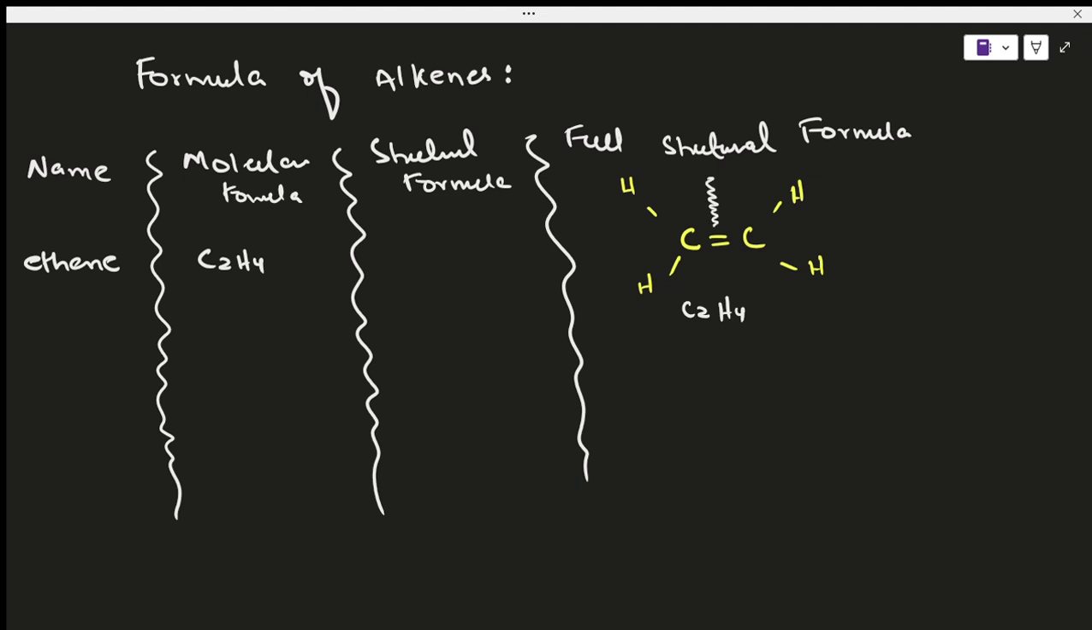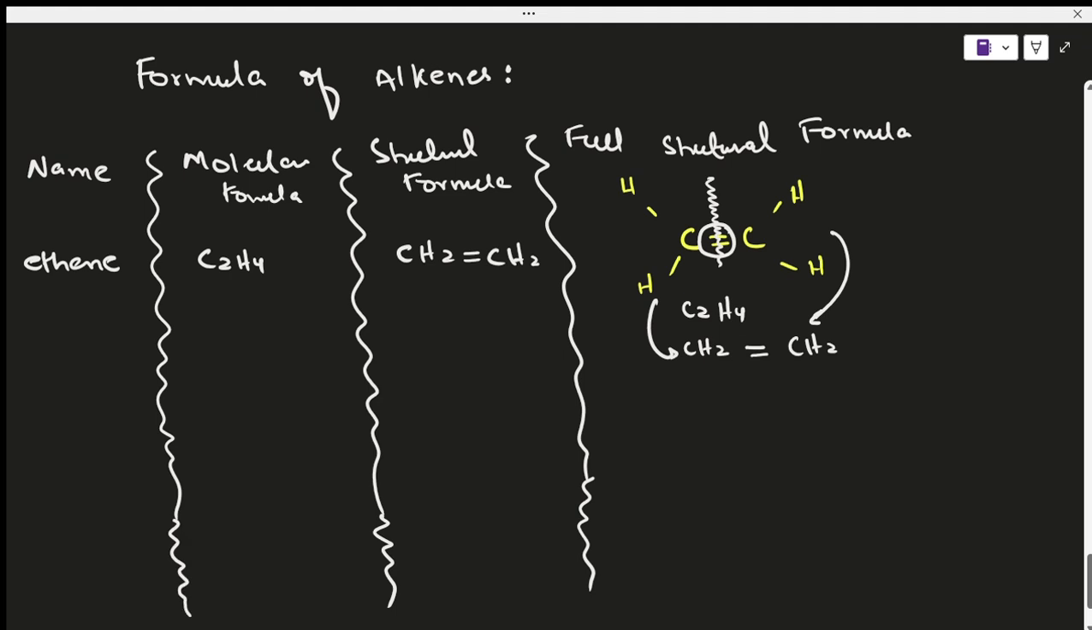And if I were to talk about the structural formula, now this is where it gets interesting, because we break it from the middle and we have a CH2 here. So this is a CH2 and this is a CH2, and in the middle you have a double bond. So this is CH2 double bonded to a CH2, and that is the structural formula for this ethene molecule. Make sense?